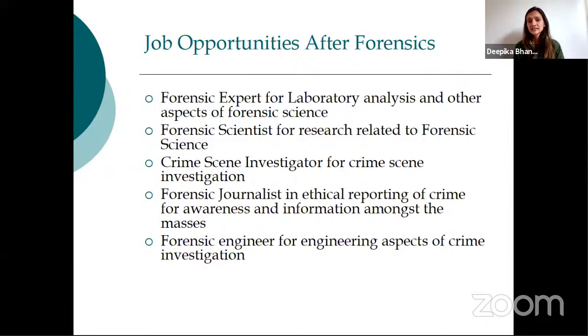Then forensic journalist. In ethical reporting, if I remember, there was one person doing journalism. He was reporting a case, but at the same time, he was going into the scene of crime. Rather, the ethics say you do not enter where it is written, do not cross the crime scene. There has to be a barricade around the crime scene. But that person was entering the scene of crime. If you're aware that you don't have to enter a scene of crime since it might tamper, or that person's hair or cloth fiber may fall into the scene of crime and he can become one of the suspected persons also. So if the person is aware, then only he will be able to do ethical reporting and make people aware.